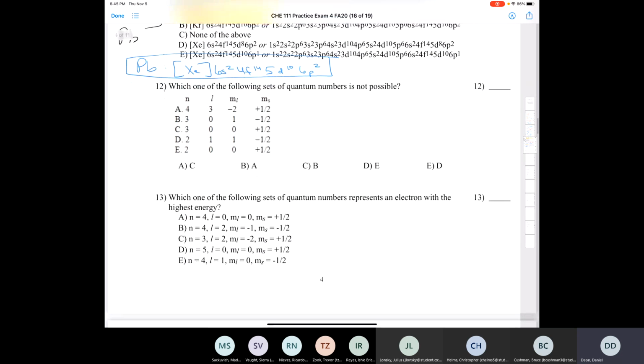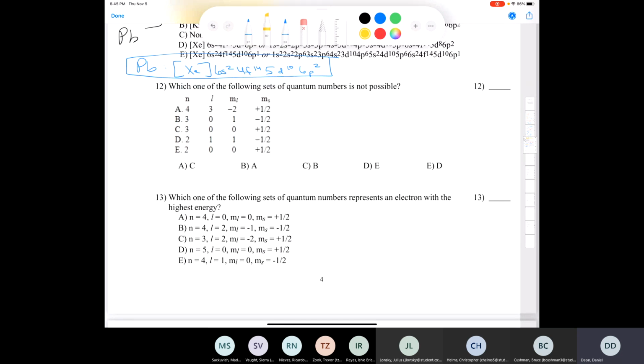Next question asks us, which set of quantum numbers is not possible? We have our values of n, l, ml, and ms. I'm going to throw this out there to my students. We know that n can be 1, 2, 3, so on and so forth. l can be 0, 1, 2, all the way up to n minus 1. ml is equal to negative l, all the way up to 0, all the way up to positive l. And then ms can be plus a half or minus a half.